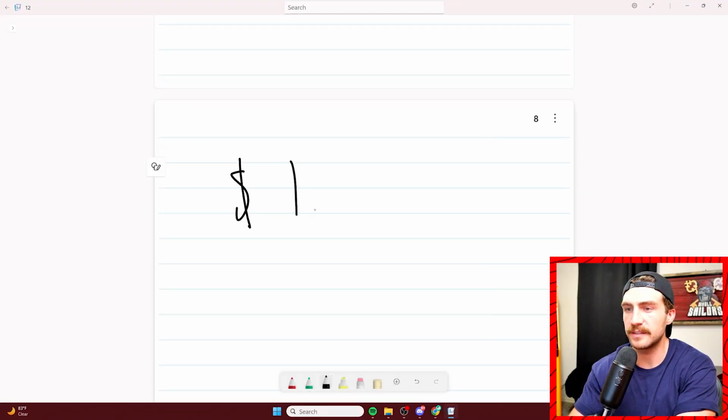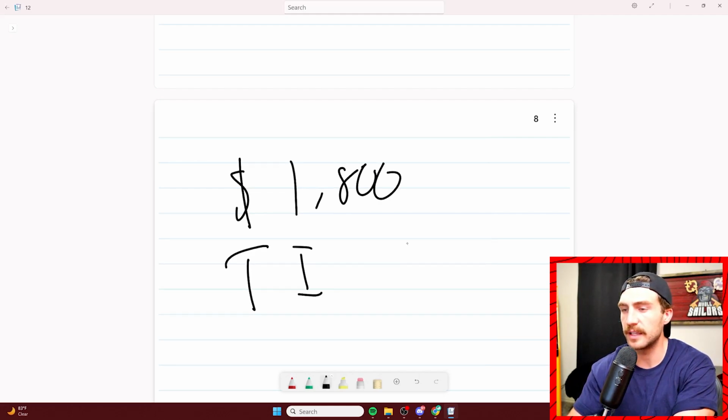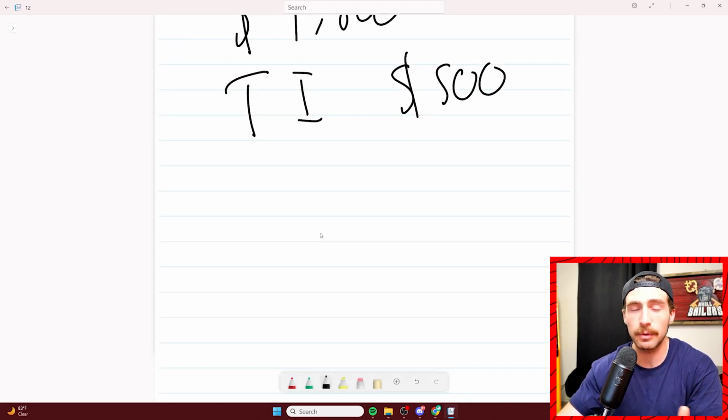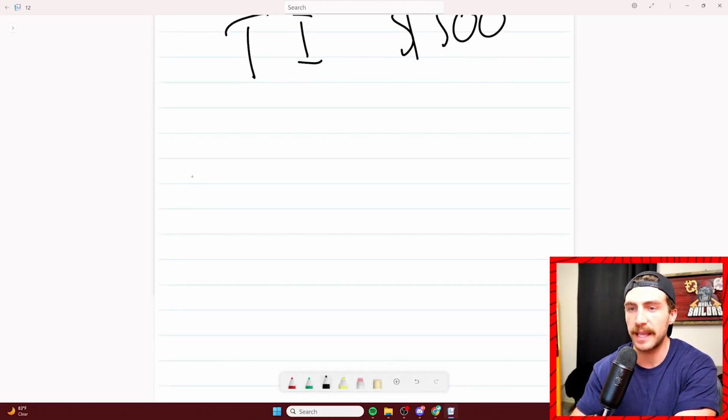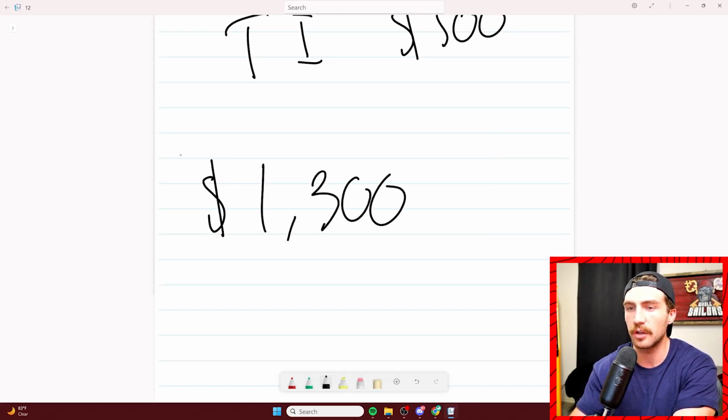Our rent is $1,800 and our taxes and insurance is $500. Now, this is so important. This is exactly what Pace Morby does. This tells us investors that we have $1,300 to play with. This is fun money. This is the money where we can start to determine how much we can pay the sellers for the seller financing.